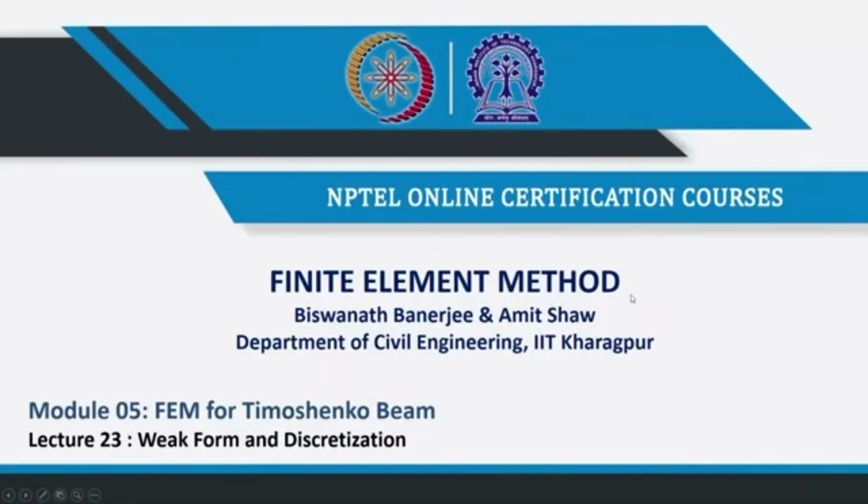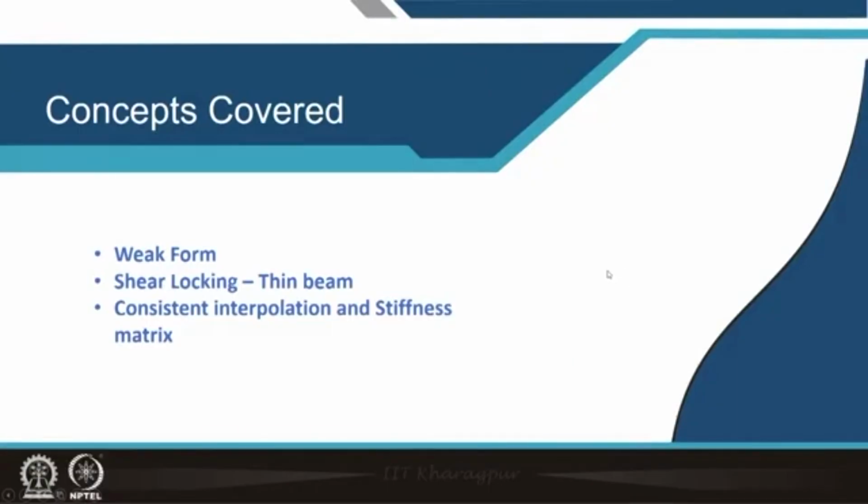So we will start with the weak form, then we will just see if this theory has to be valid for the thin beam, that is when theta is actually dw dx, then there is a problem. That generates the shear locking term or the shear locking in finite element method. Though shear locking will be discussed in detail in later lectures, I will give you an impression how shear locking comes into the picture, and then we will discuss the consistent interpolation and stiffness matrices.